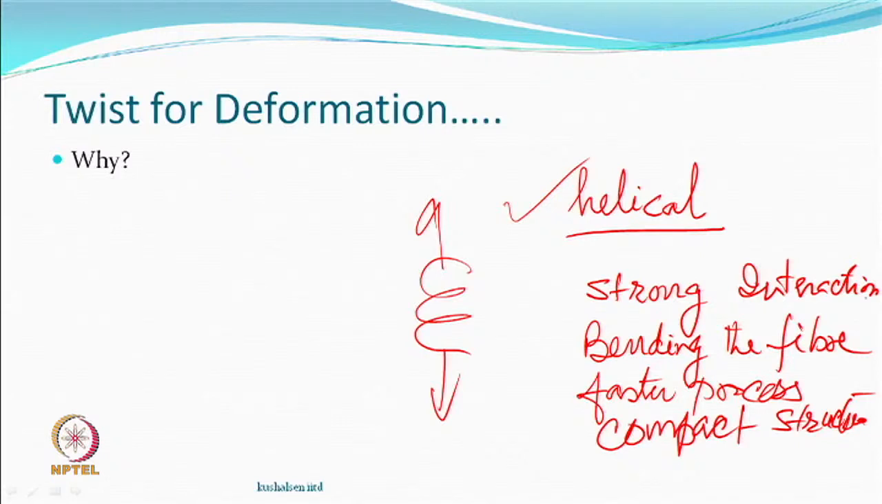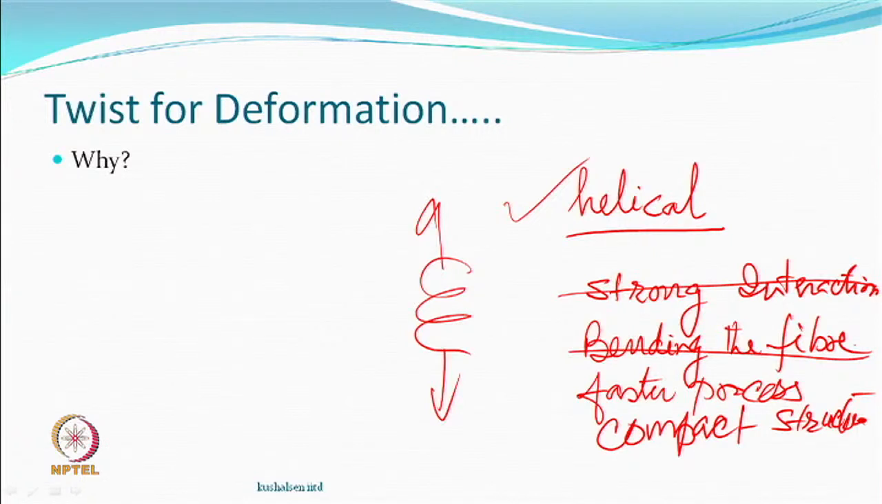Now, strong interaction between the fibers, how is it important to us? Between fibers, very strong interaction, twisting. Is it going to be helping by twisting? My aim was not this. So, is it going to help? Doesn't seem so. Bending the fiber, I can bend fiber anyway. Why only twist? Doesn't make too much of a sense either.